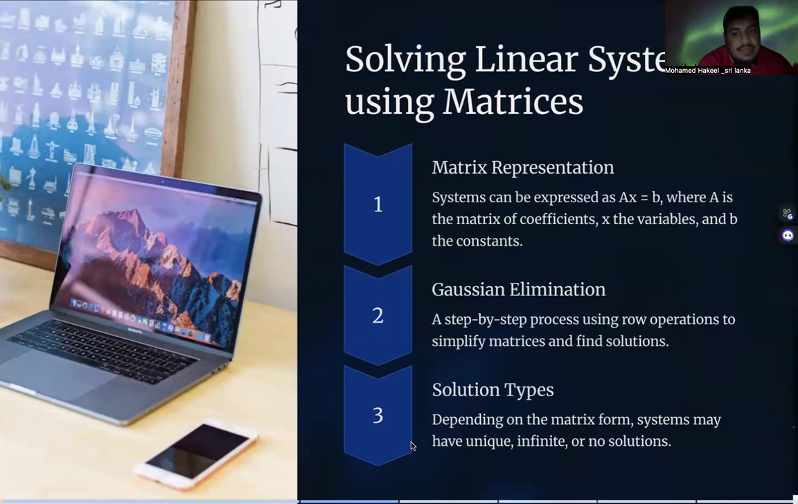Gaussian elimination: a step-by-step process using row operations to simplify the matrix and find the solution. Solution types: depending on the matrix form, systems may have unique, infinite, or no solutions.